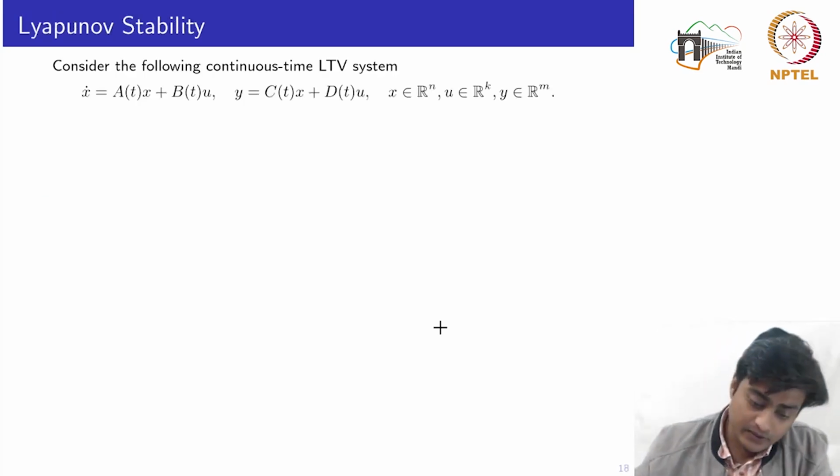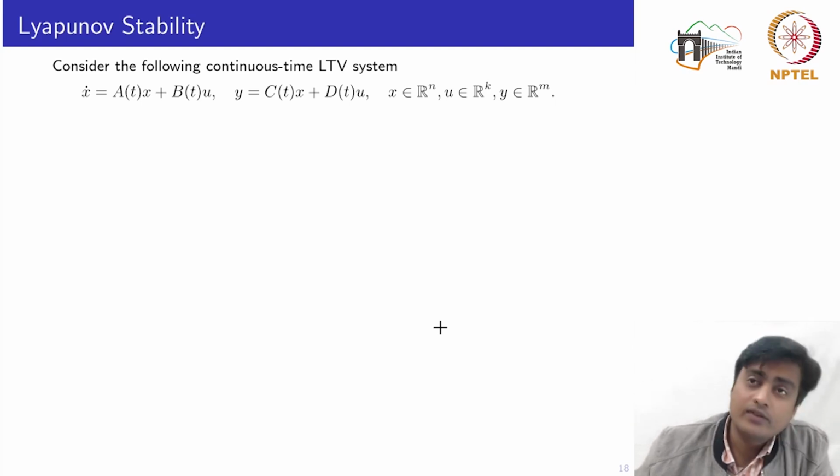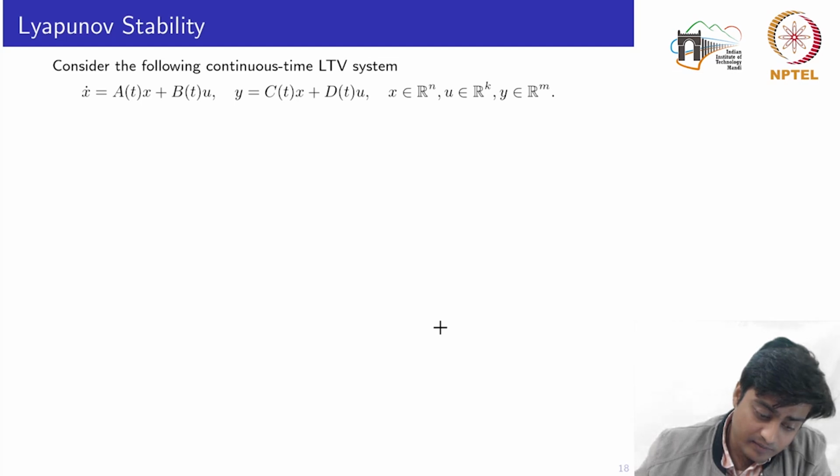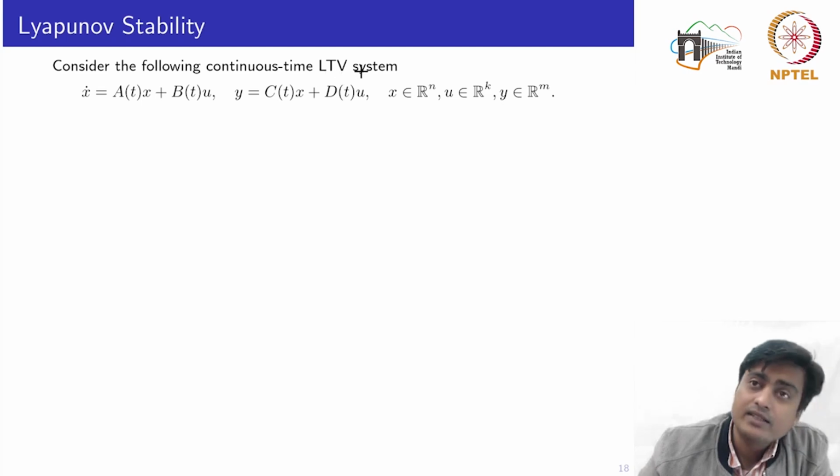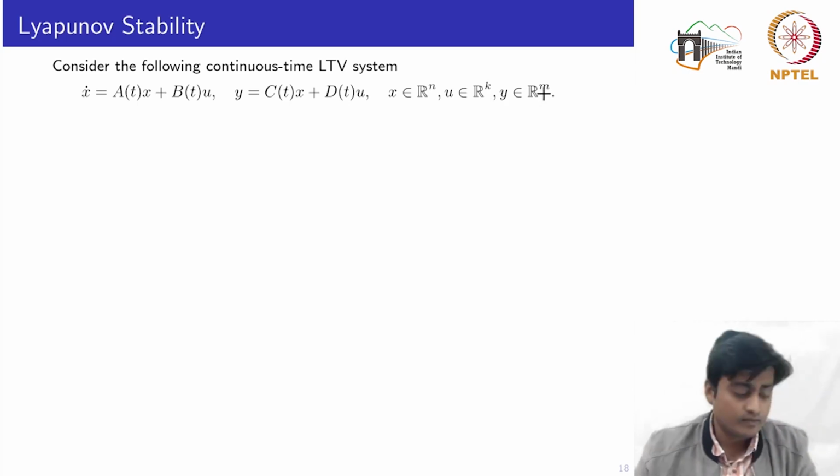Let's see what we mean by that for the linear state space system we had seen in the first week. Consider the following continuous time linear time varying system, where the linear system is given by the A, B, C, D matrices which are time varying, and the dimensions of x, u and y are n, k and m respectively.